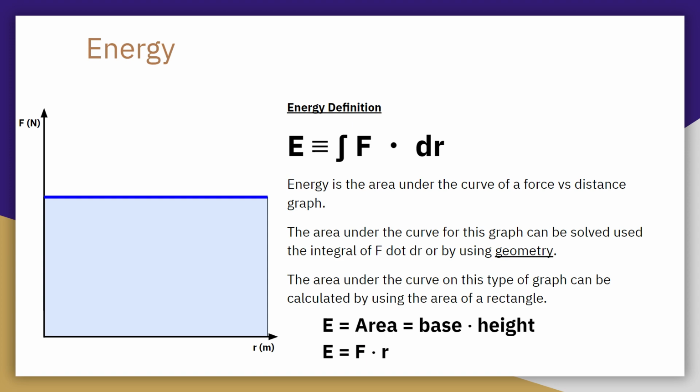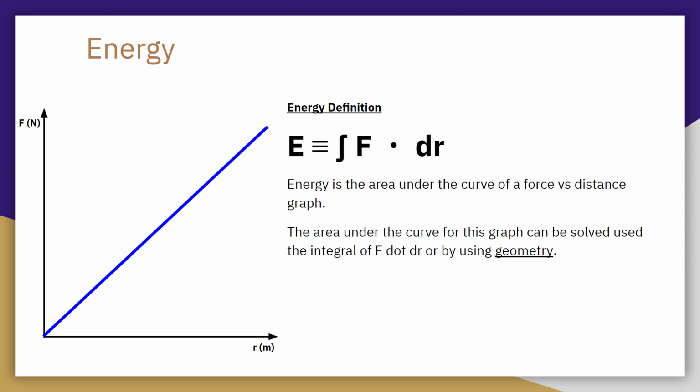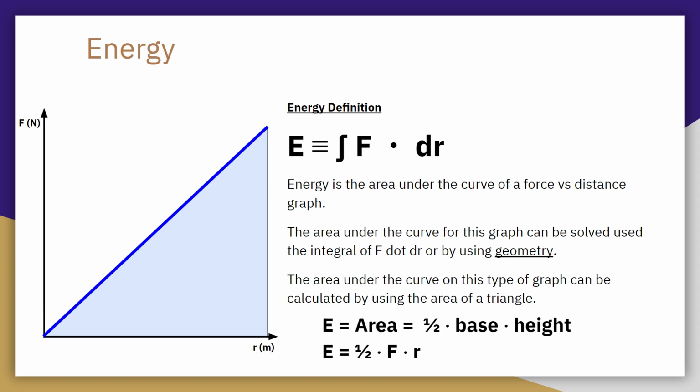This is a common shape that we will see in an algebra-based physics class. We would also be exposed to this shape for a force versus position graph. We might see a directly proportional relationship. Energy is still the area under the curve of a force versus distance graph. Energy is the integral of F dot dr, and we can solve for this using calculus. Or once again, geometry could be a way to solve for this. The area under the curve on this graph is a triangle. The area of a triangle can be calculated as 1/2 base times height. So our energy here would be 1/2 times our force times our displacement.